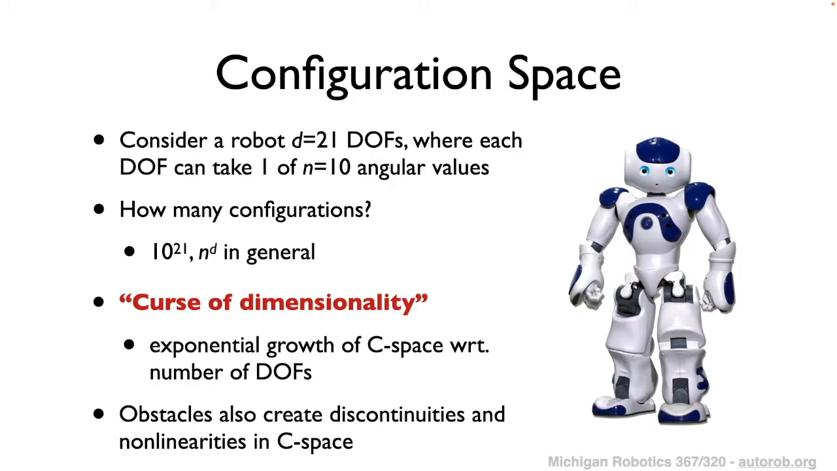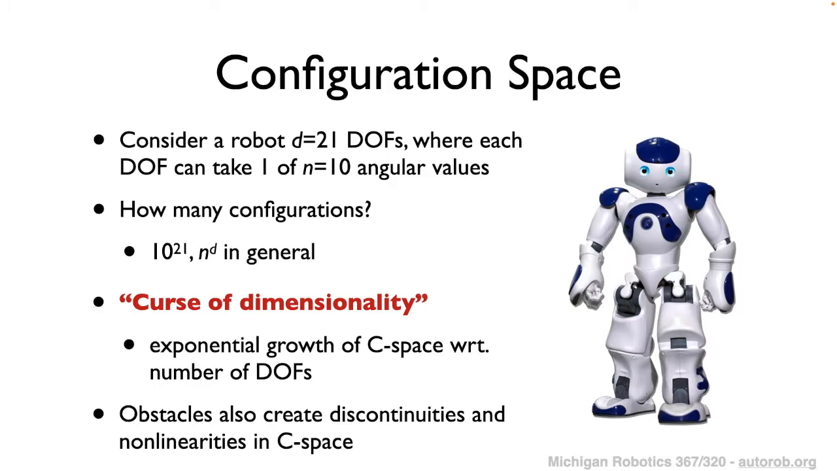And so one conclusion we can take is that even this relatively simple humanoid robot has a very, very large configuration space. 10 to the 21 is an extraordinarily large number of possible poses. This connects to what's known as the curse of dimensionality: configuration space will experience exponential growth in its size with respect to the number of degrees of freedom that exist within the space.